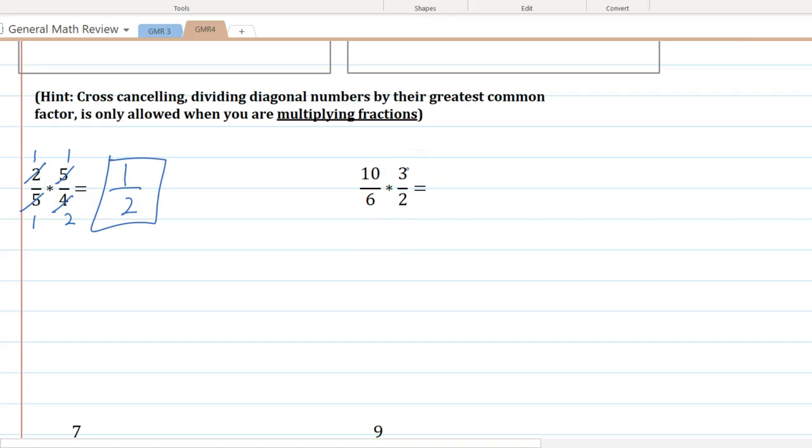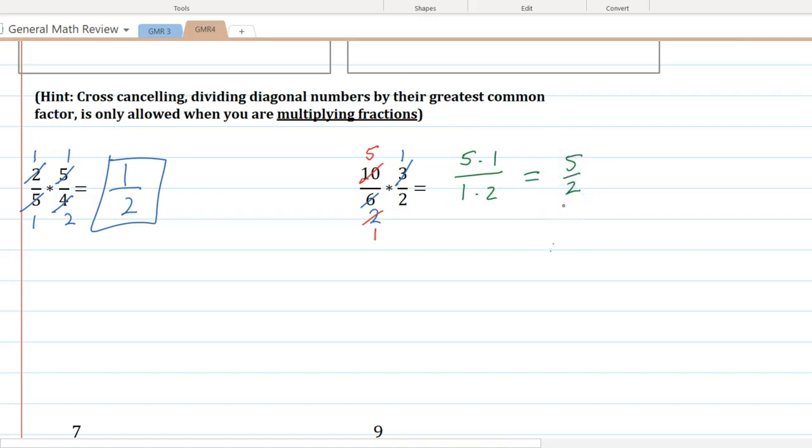10 over 6 times 3 over 2. Well, the 3 and the 6, that's pretty obvious. The 3 becomes a 1, and 6 divided by 3 is 2. Next, I can do the 10 and the 2, or you can do the 10 and the other 2. Doesn't matter, that's completely up to you. I'm going to go top and bottom. That gives me 5 over 1. Now multiply them straight across. 5 times 1 over 1 times 2. That gives me 5 halves.